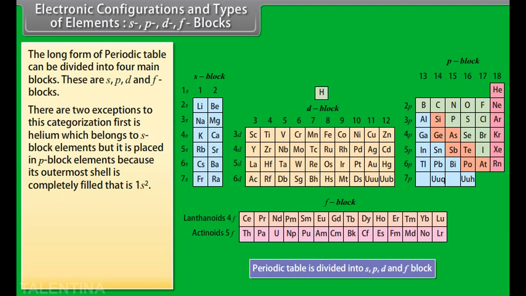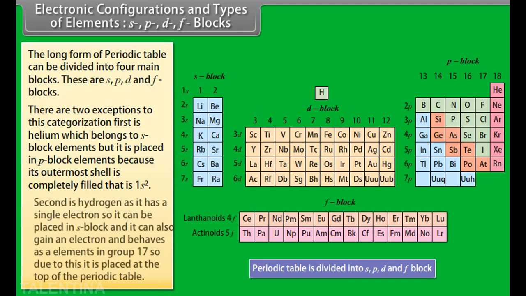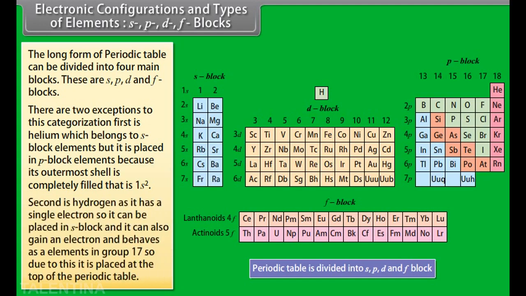First is helium, which belongs to S block elements, but it is placed in P block elements because its outermost shell is completely filled, that is 1s2. Second is hydrogen. As it has a single electron, it can be placed in S block, and it can also gain an electron and behave as elements in group 17. So, due to this, it is placed at the top of the periodic table.